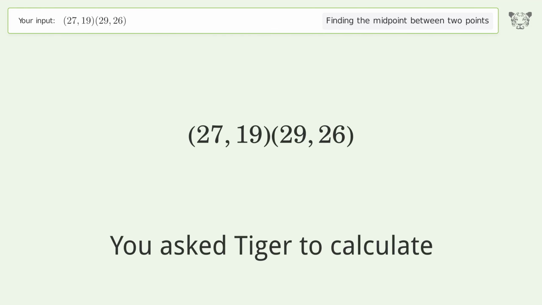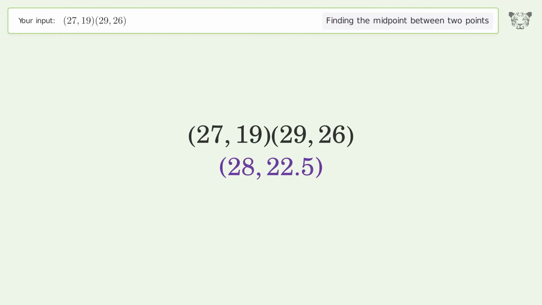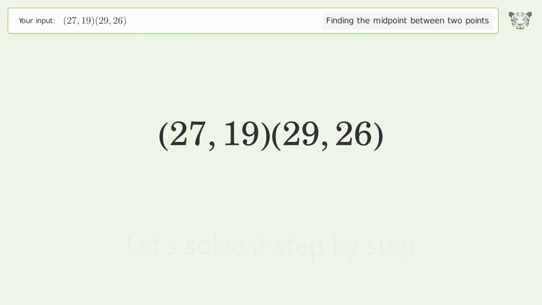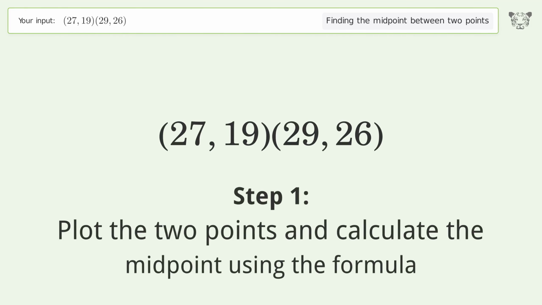You ask Tiger to calculate. This deals with finding the midpoint between 2 points. The midpoint between the 2 points is 28, 22.5. Let's solve it step by step. Plot the 2 points and calculate the midpoint using the formula.